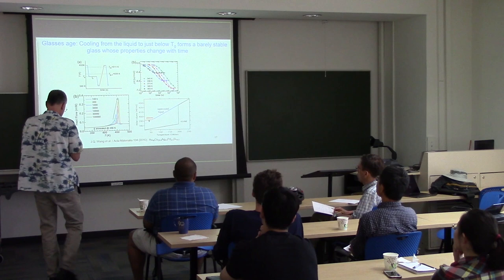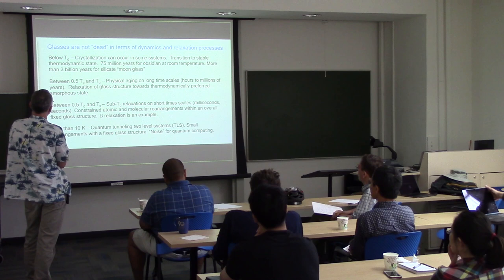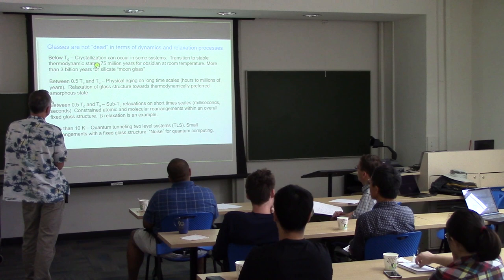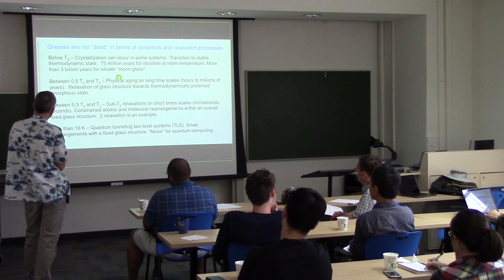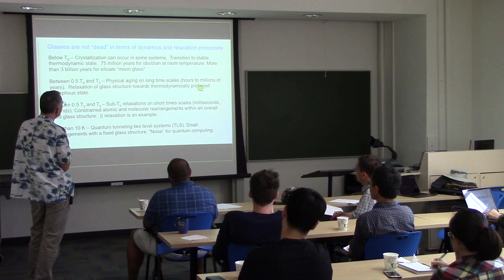Okay, so let me go back here. All right, so we're just going down this list. So we talked about one thing that can happen: the non-equilibrium state can fall into a stable state. That's the process of crystallization. The non-equilibrium state can very, very slowly evolve into a metastable state. That's physical aging of the glass.